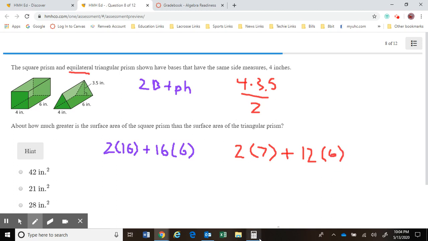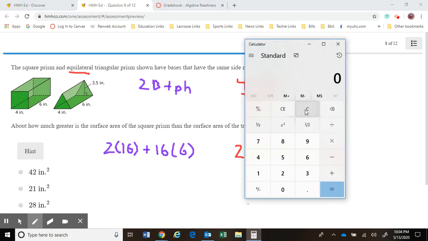All right, so let's do the math. Okay, 2 times 16, that's 32. 16 times 6, so 96. So 32 plus 96, 128.